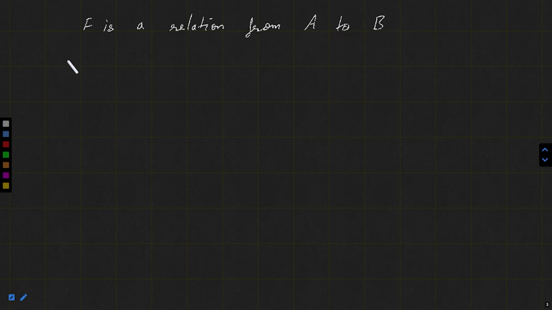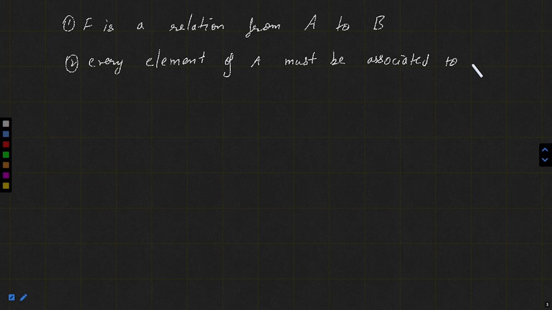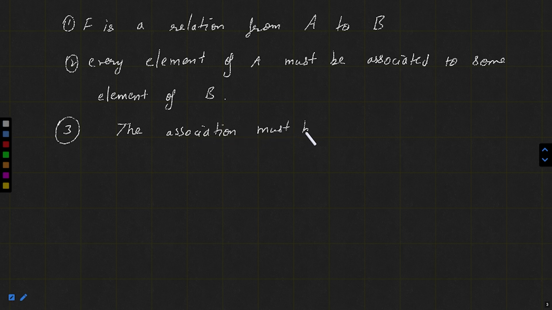Second, every element of A must be associated to some element of B. And third, the association must be unique. What does this third point mean?